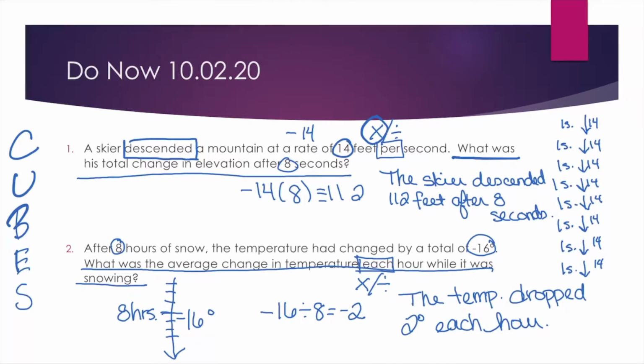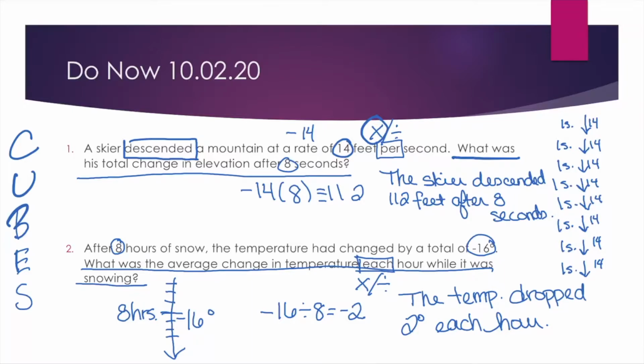So first we have a skier descended a mountain at a rate of 14 feet per second. What was his total change in elevation after 8 seconds? So we should have 14 and 8 circled. The question we're underlining is what was his total change in elevation after 8 seconds? And our keywords that we should box are descended, which tells us that 14 should be negative, and per, which narrows it down to multiplication or division.